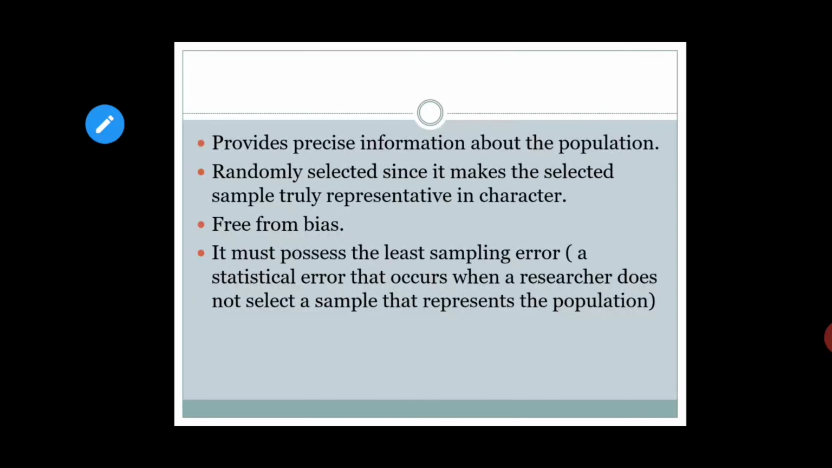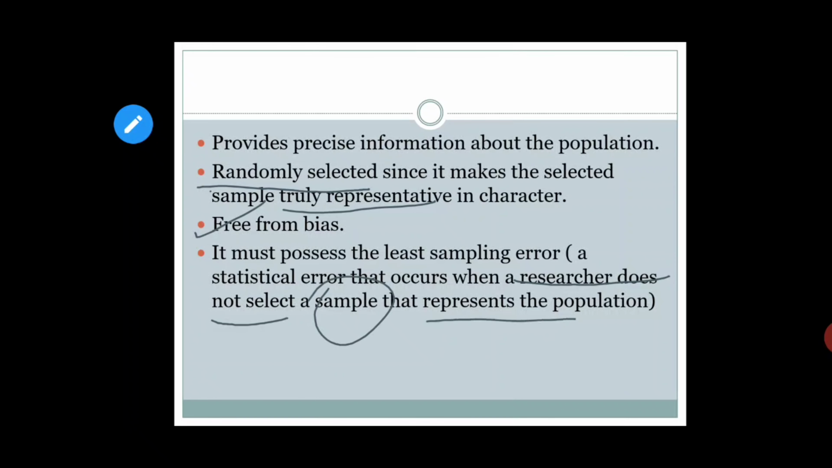A sample should provide precise information about the population. Randomly selected. Yes, random selection is very important because it assures true representation, and also there will be no bias. Free from bias. It must possess the least sampling error. Yes, errors do happen when sampling takes place. So what is a sampling error? It is a statistical error that occurs when a researcher does not select a sample that represents the entire population.